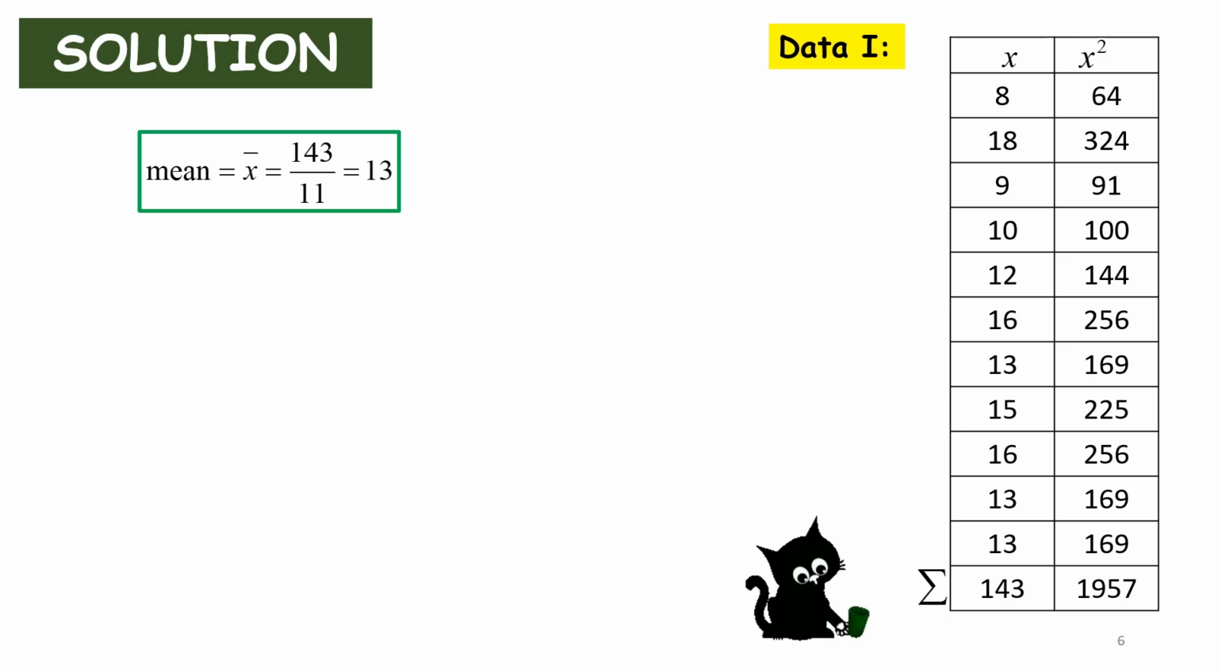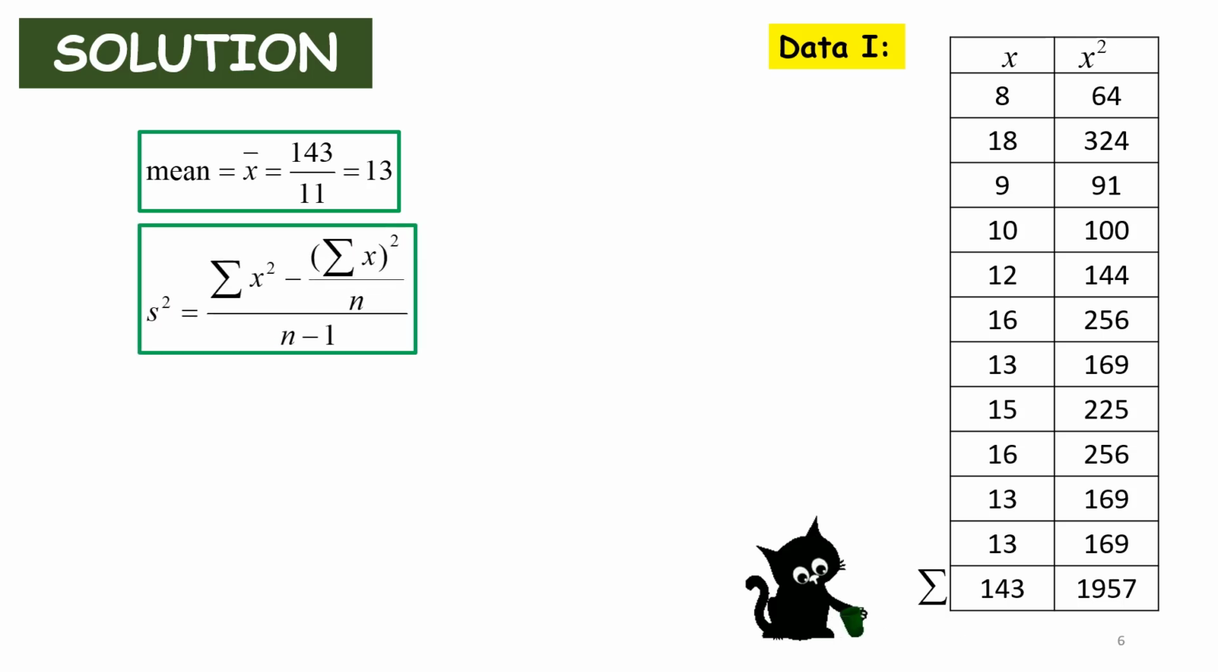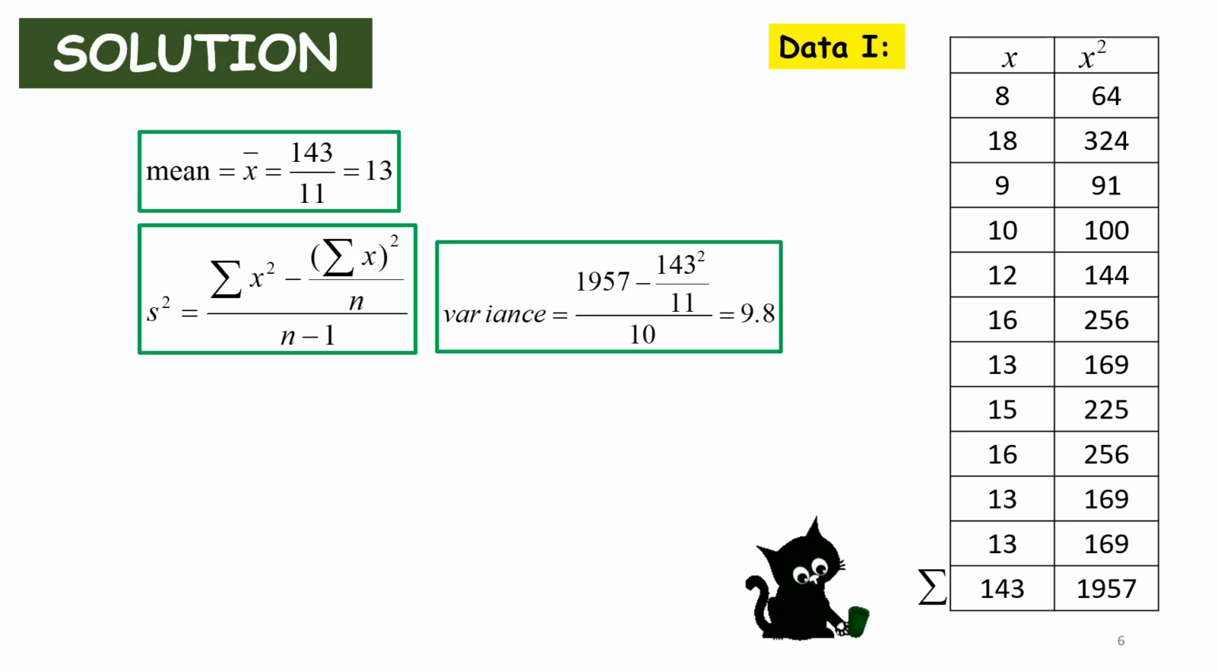Next, to find the variance, we have to check the formula of variance. In this formula, we need to know the summation of x squared and the summation of x. It would be good to have a table to represent the given data. Key the value of summation of x squared and summation of x into the formula of variance. Find the square root of the variance to find the standard deviation.